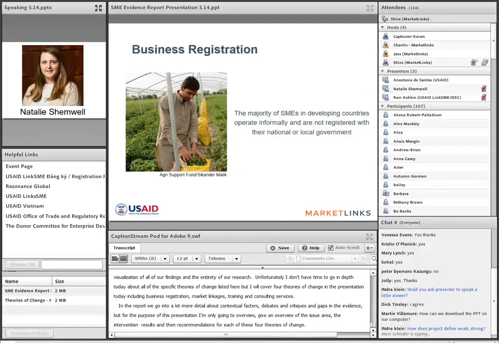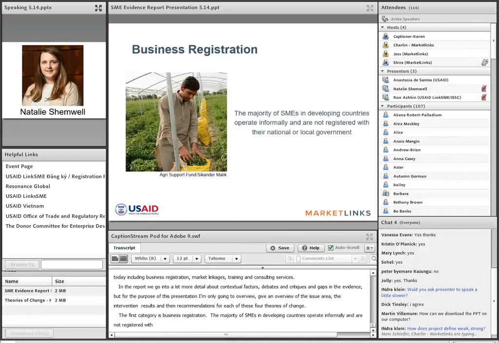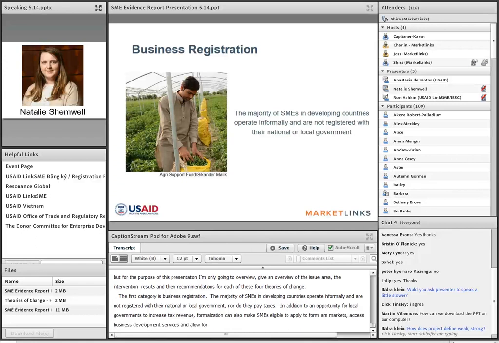So the first category is business registration. A majority of SMEs in developing countries operate informally and are not registered with their national or local government, nor do they pay taxes. In addition to an opportunity for local governments to increase tax revenue, formalization can also make SMEs eligible to supply to formal markets, access government-sponsored business development services, and allow for bank accounts and loans to be opened in the firm's name rather than the owner's name.